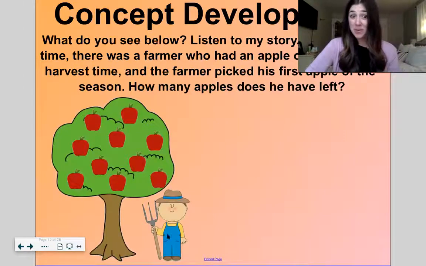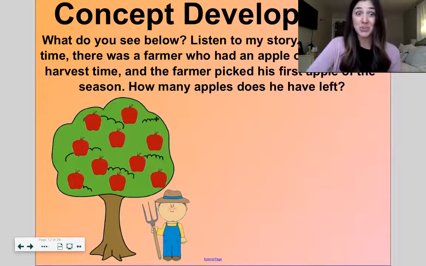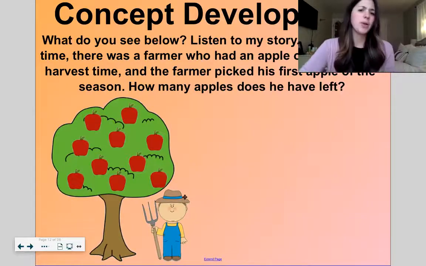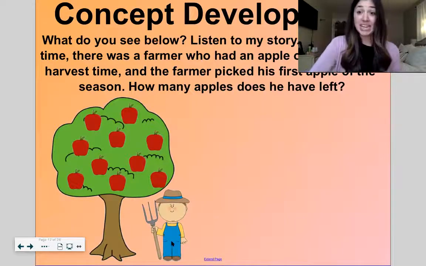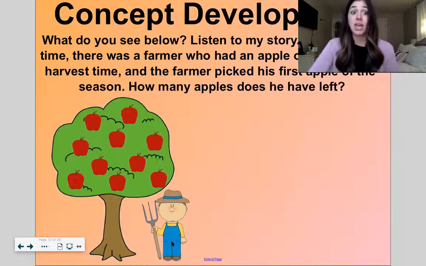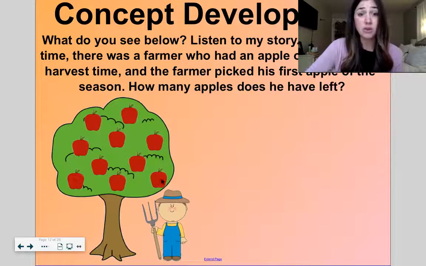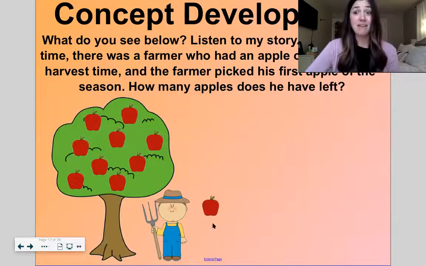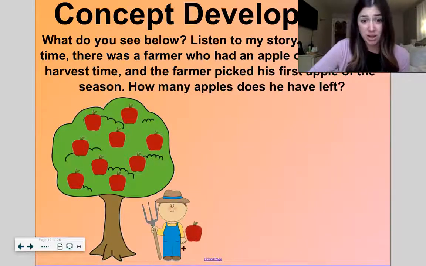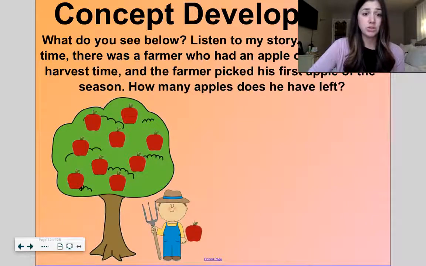Okay, now let me tell you a story about a farmer. What do you see below? A farmer and some apple trees. Yes, listen to my story. Once upon a time, there was a farmer, and he had a big apple orchard. It was harvest time. That means it was time to pick the apples. And the farmer picked his first apple of the season. How many apples does he have left? Okay, he picked one. Now he has 1, 2, 3, 4, 5, 6, 7, 8, 9. So he had 10, he picked one, and now he has 9.